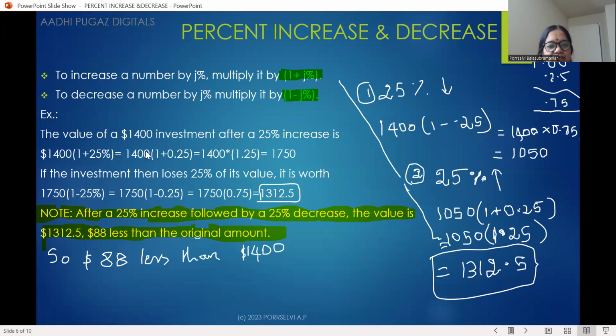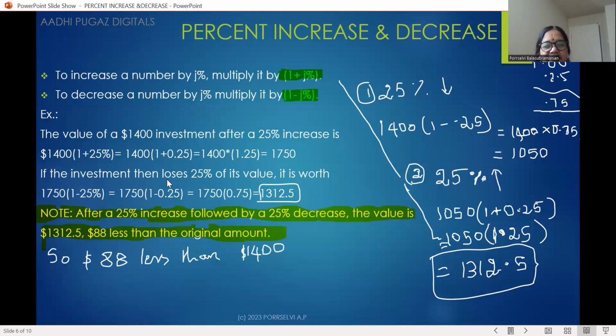So 1,400, then we need to convert from percentage to decimal. This conversion also I taught in my previous class. So 1,400 of 1 plus 0.25 is equal to 1,400 times 1.25, and we will get 1,750.